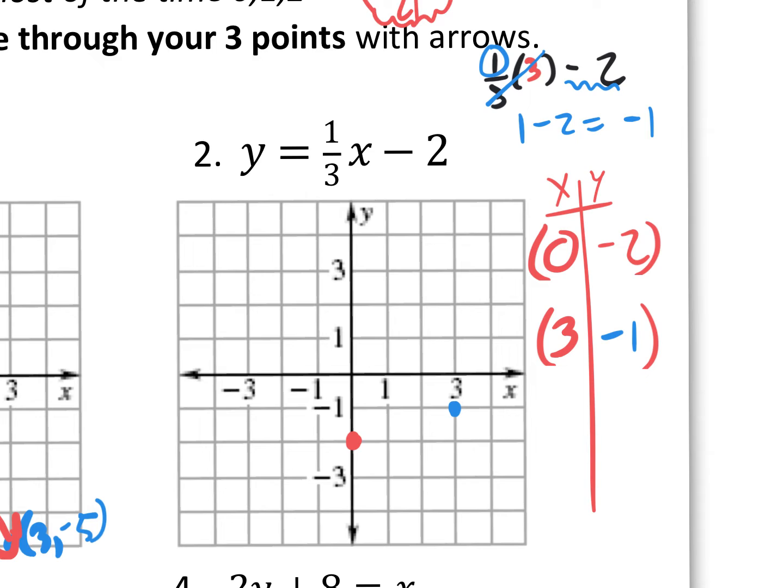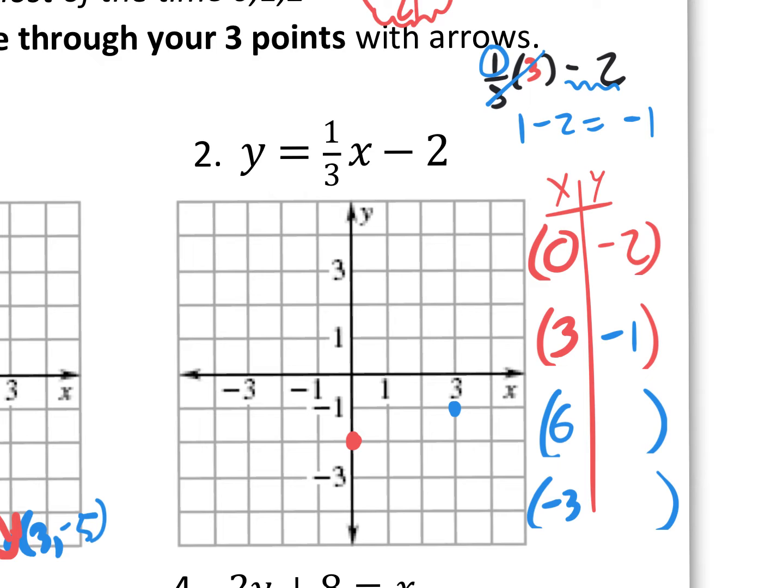Okay? Now, yes, if you wanted to plug in more x values and do math, I would double the denominator and maybe use 6. Or I could also use the negative denominator because that would still cancel it out, but it would just change your sign.